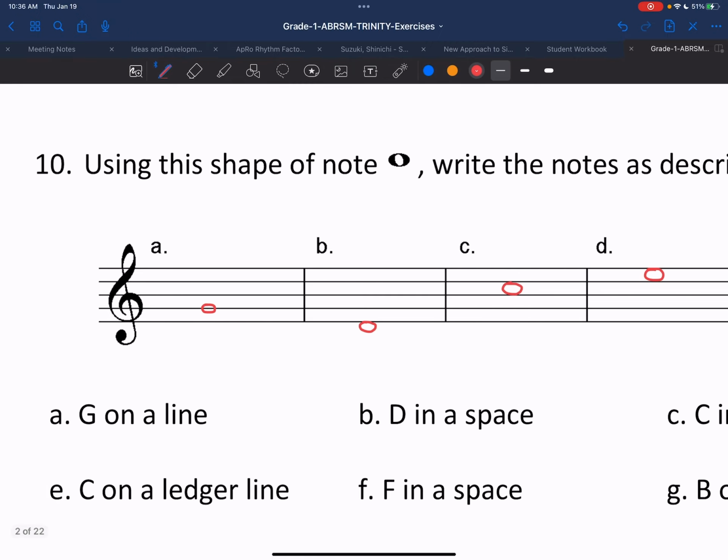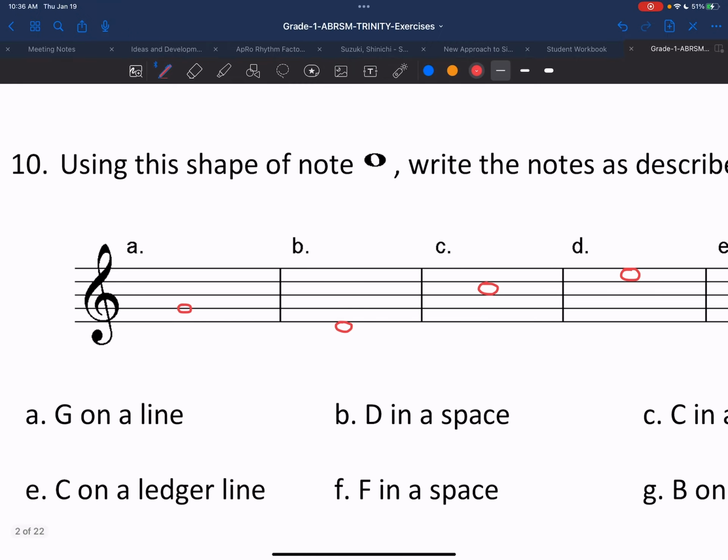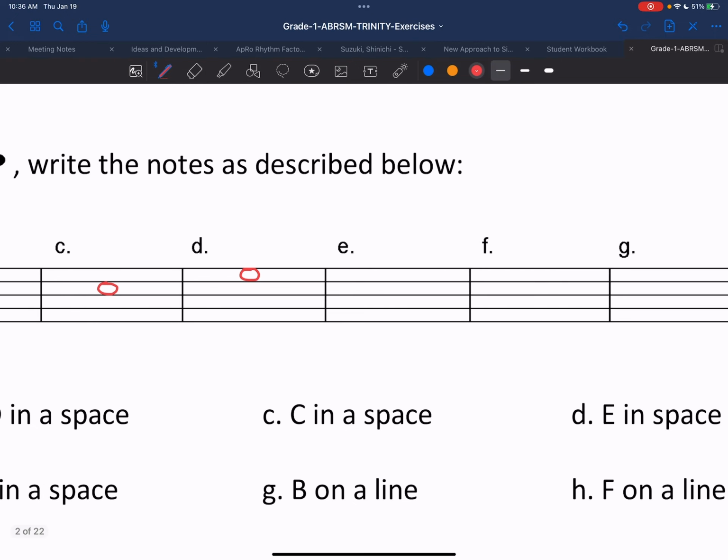E asks us for C on a ledger line. That means we have middle C. So we first draw our ledger line, trying to make sure that the distance is the same between our ledger line and the notes on the staff. And then we draw our note.